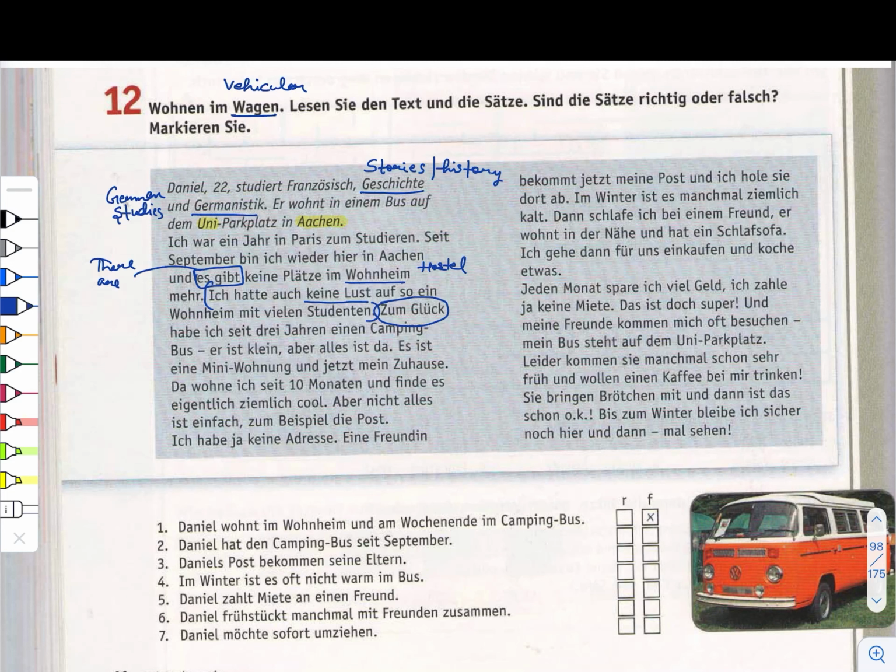Zum Glück habe ich seit 3 Jahren einen Campingbus. So, zum Glück, I have had for 3 years a camping bus. Okay, so they are talking about this. Okay, camping bus.